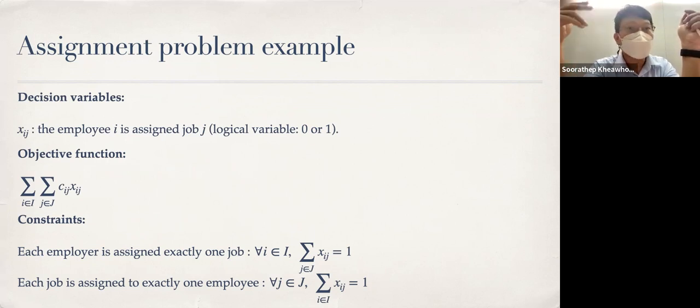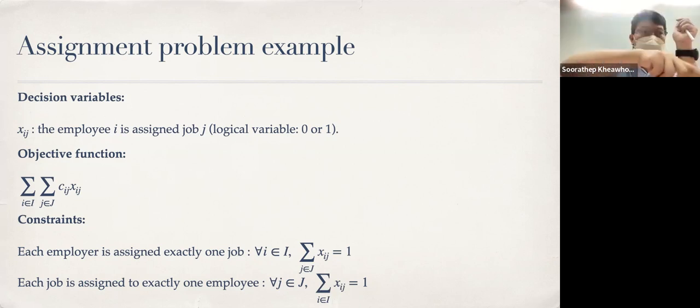And one job must be handled by only one person. Okay. Each employee is assigned exactly one job, so the summation of Xij must be 1 for each i. And each job is assigned to exactly one employee, so for each j, the summation of Xij over all i must be only 1. Okay, summation by rows must be 1, and summation by column must be 1.